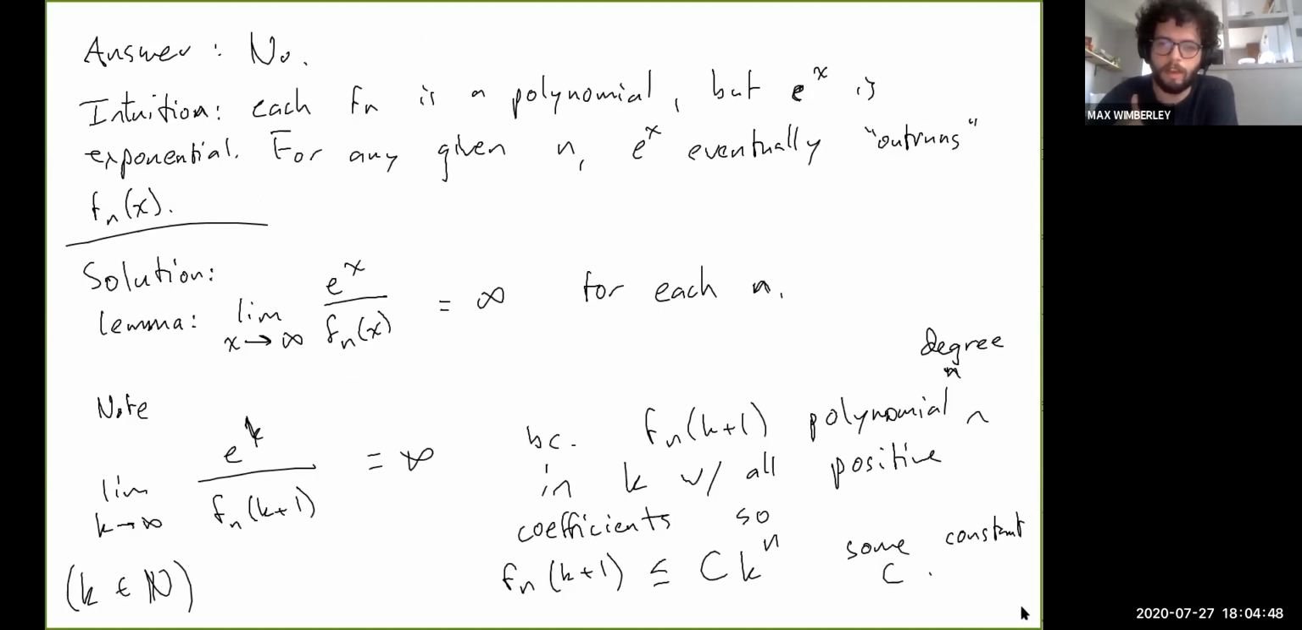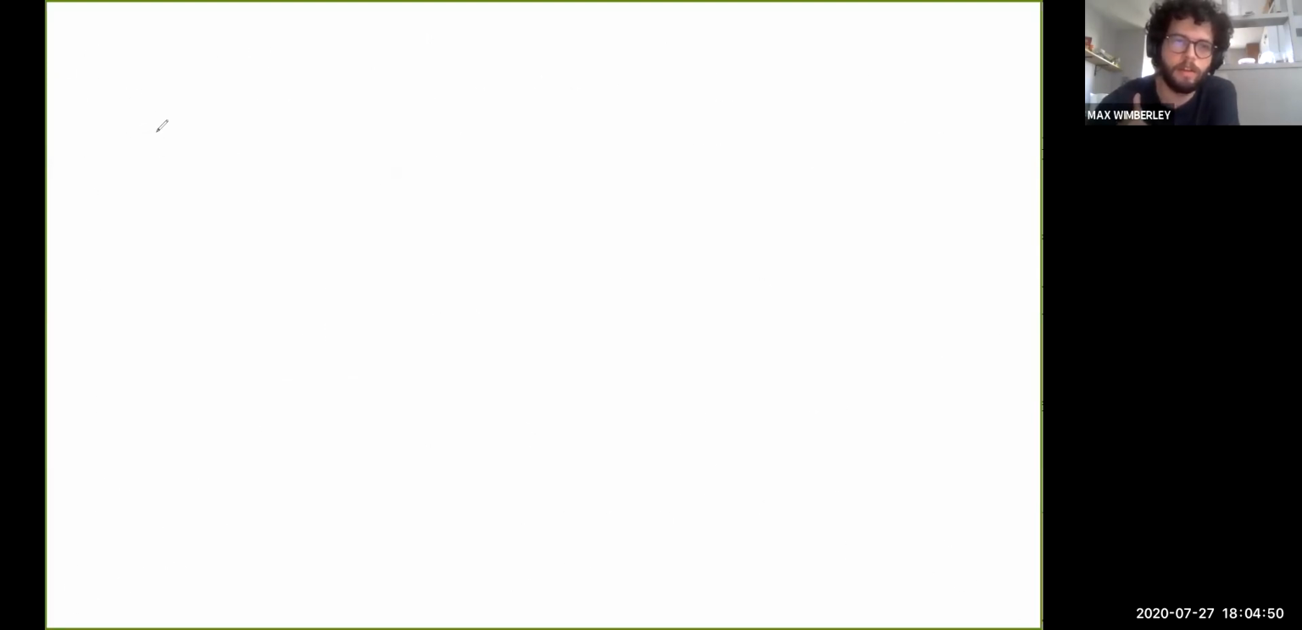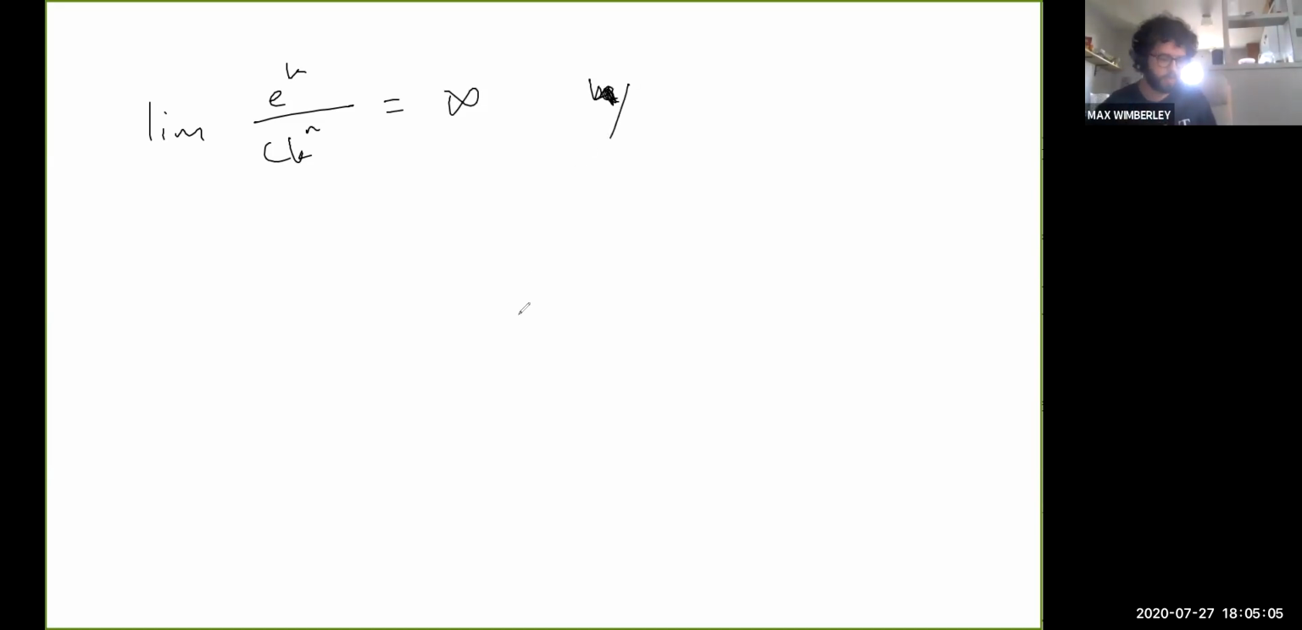And then what we can say is the limit of e to the k over c k to the n is infinity. This is from some theorems in section 9 that will give this to us.